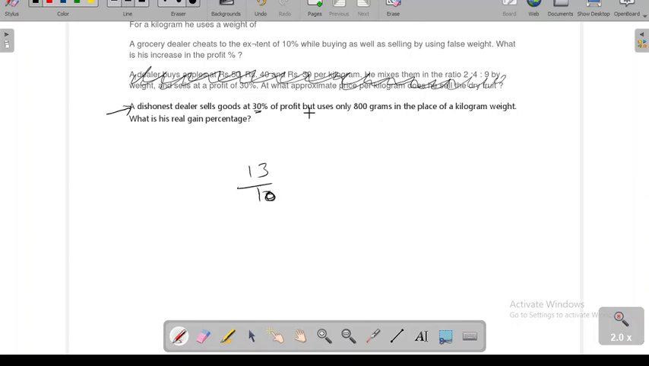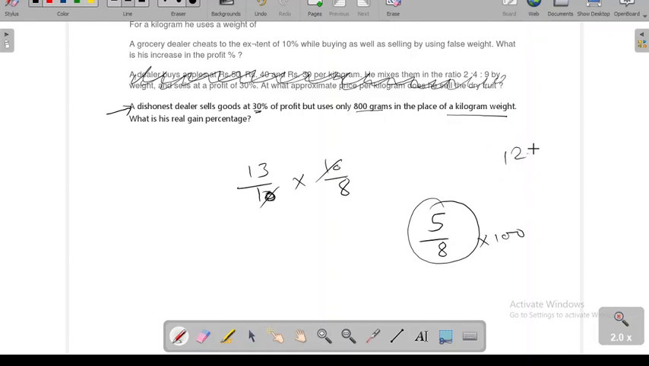but uses only 800 grams in place of 1 kilogram. So that is a profit situation, 10 by 8. So our final answer is 5 by 8 into 100, or you can say 1 by 8 is 12.5. So final answer would be 62.5, I think. Yeah.